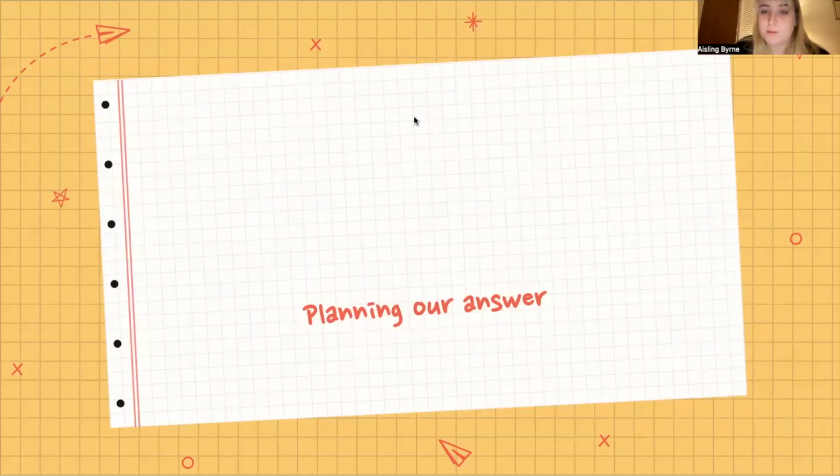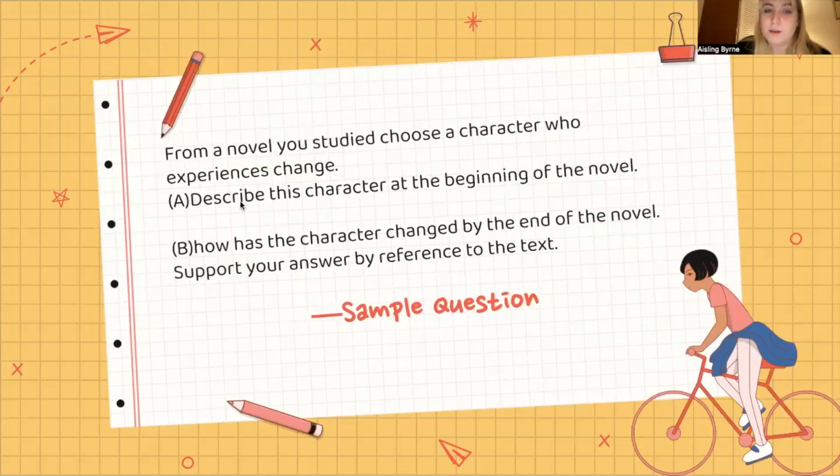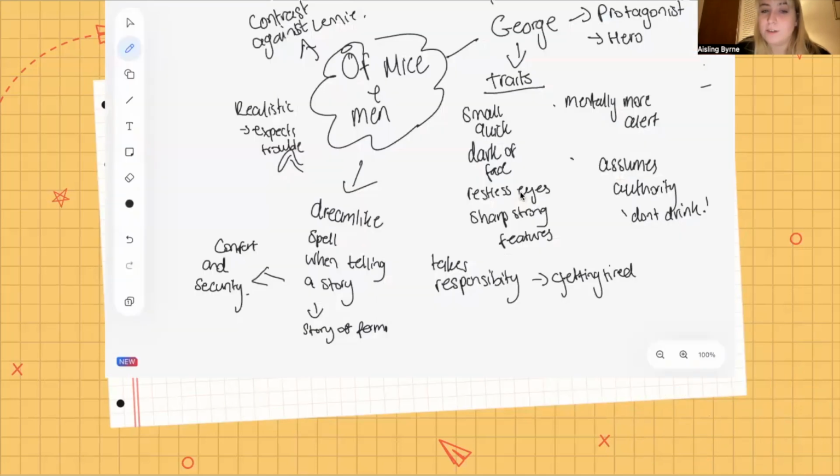So Of Mice and Men. If we're looking at that question again, describe this character at the beginning of the novel and then how this character changed. The first brainstorm I have here is just the beginning, this is part A. The character I've picked for Of Mice and Men is George. He's a protagonist, he's the hero. Traits: I've got some quotes about traits here. Small, quick, dark face, restless eyes, and sharp, strong features. That's his physical appearance, the direct information that the author told me.